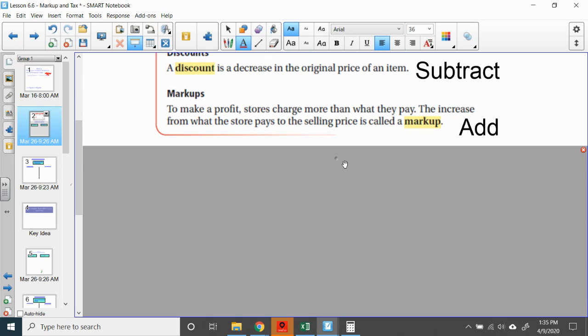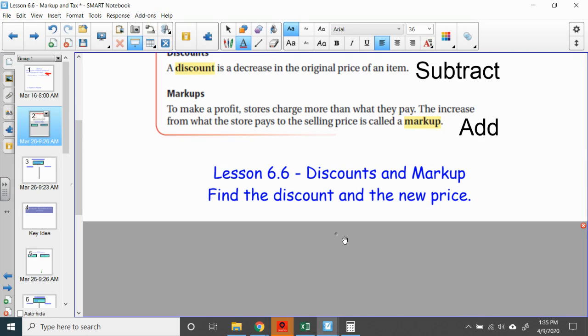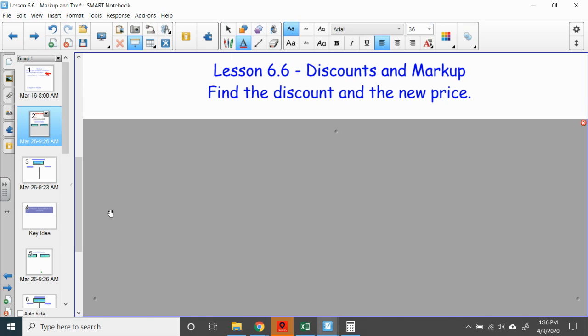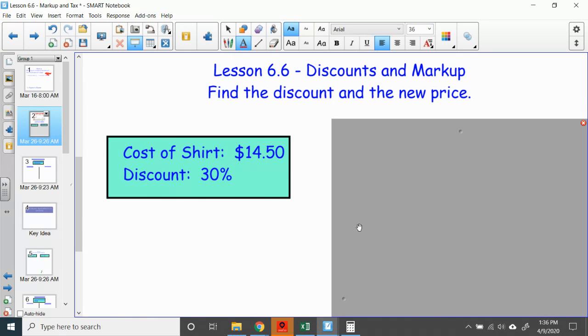So we're going to do a couple examples. If you haven't titled your lesson yet, lesson 6.6, discounts and markup. We're going to start out today by focusing on finding discounts and then figuring out what the new price would be for what you would pay. So we have two samples we're going to do here. The first one is we're going to buy a shirt, and that shirt costs $14.50, but I've got that lovely Kohl's coupon to give me 30% off.